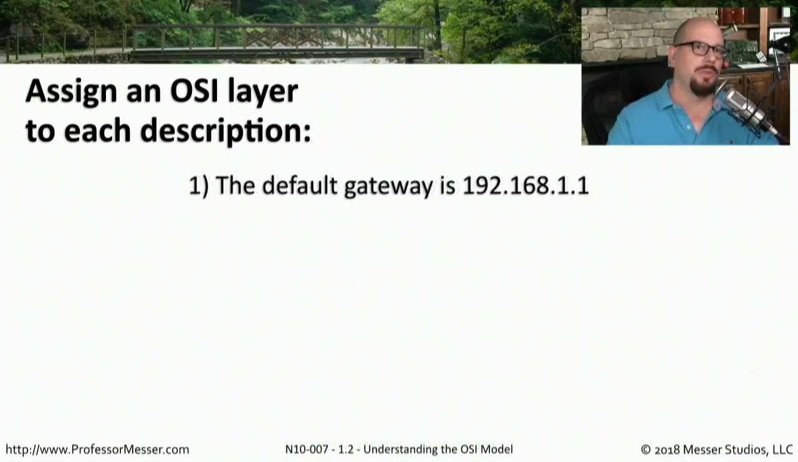So let's start with the first one. The default gateway is 192.168.1.1. Anytime you see an IP address associated with something you're working on, maybe it's the IP address of a workstation, maybe it's a route that's in a routing table, that's a layer 3 type of issue. So anytime you see anything associated with an IP address and an IP address only, you can automatically think there's a layer 3 that we need to deal with associated with that.